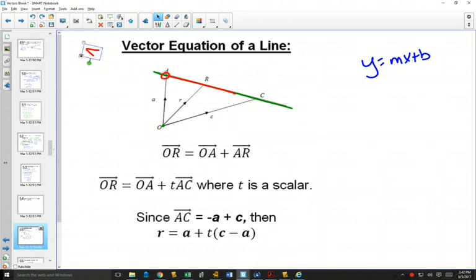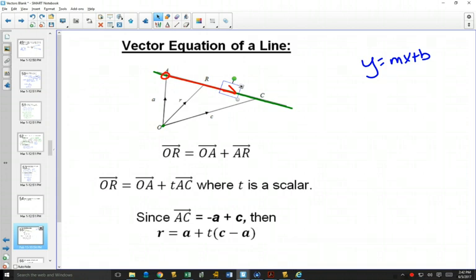So the way an equation of a line works, like when you had y equals mx plus b, you could plug in any value of x and find out what the corresponding value of y would be, and that would be a point on that line. The same thing happens here. We say we can plug in any value whatsoever that changes the length of this red vector. And if I change that length of that red vector, I'm going to hit every single point along the way.